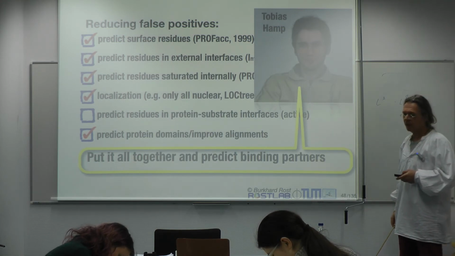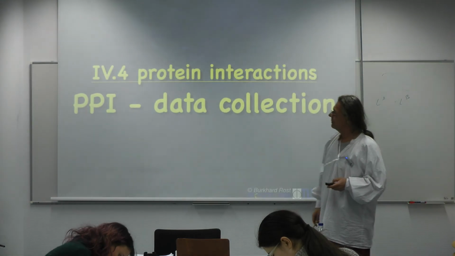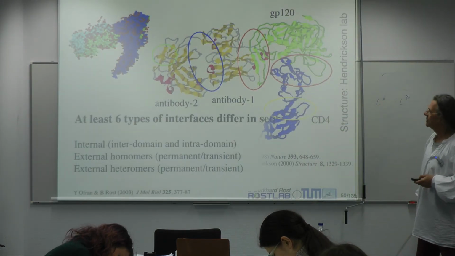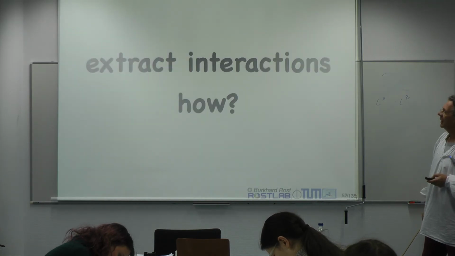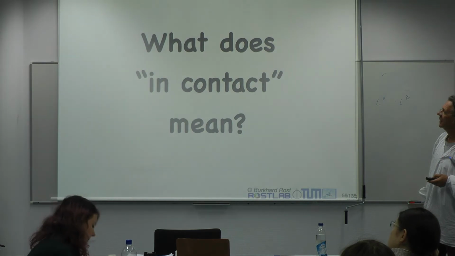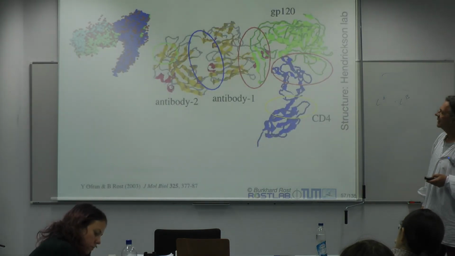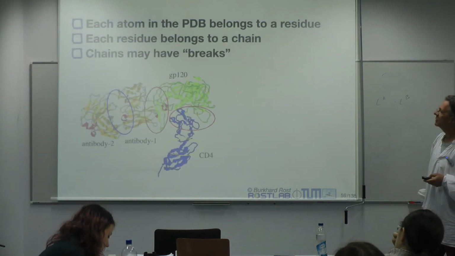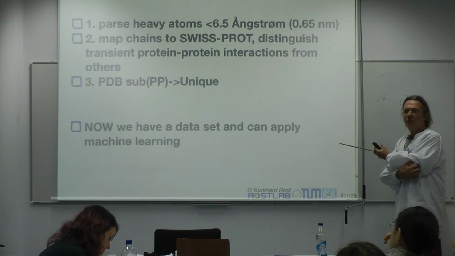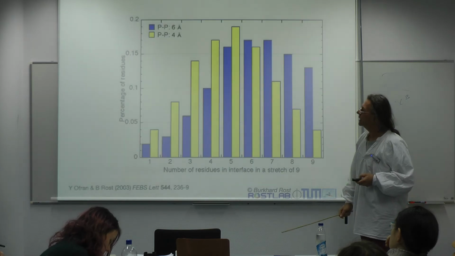Tobias is the one who put it together, but it's highly non-trivial. Okay, putting the data together, most of that we talked about. Physical protein interaction is what we are talking about. We're looking at PDB. We do a sequence unique extraction. We say contact is something that is 6.5 angstrom for the closest atom. We map to Swiss-Prot to find out what is a transient protein-protein interaction.